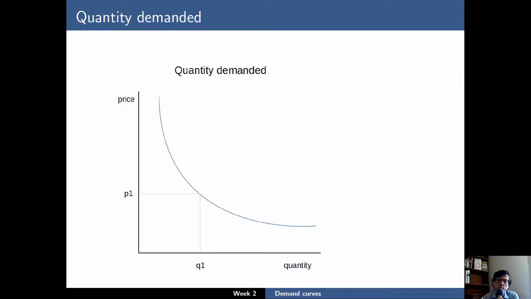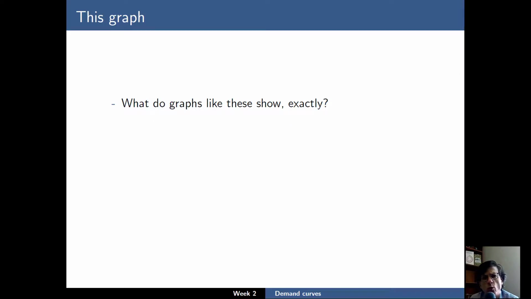For any of these demand curves, what we can do is draw a line across from the price until it hits the demand curve, and then draw a line straight down to the quantity to figure out the quantity demanded. In this case, I didn't mark any numbers, so if the price is P1, we see that the quantity demanded is Q1. You can imagine that if the price increased to some higher price P2, the quantity would decrease to some lower quantity Q2.